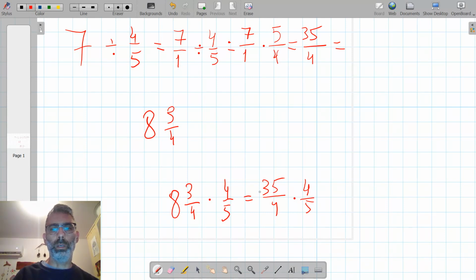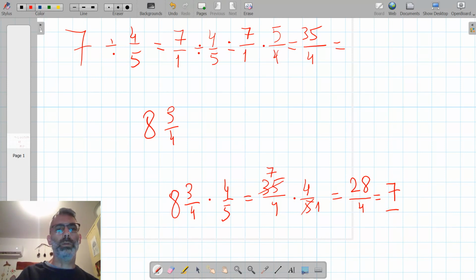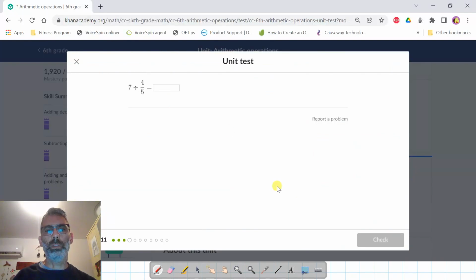Okay, so here I can simplify. This divided by 5 is 7. This divided by 5 is 1. 7 times 4 is 28. 28 over 4, 28 divided by 4 is 7. Okay, so that's the right answer, because 7 divided by 4/5, the result multiplied by 4/5 should bring me to 7, so 8 and 3/4.